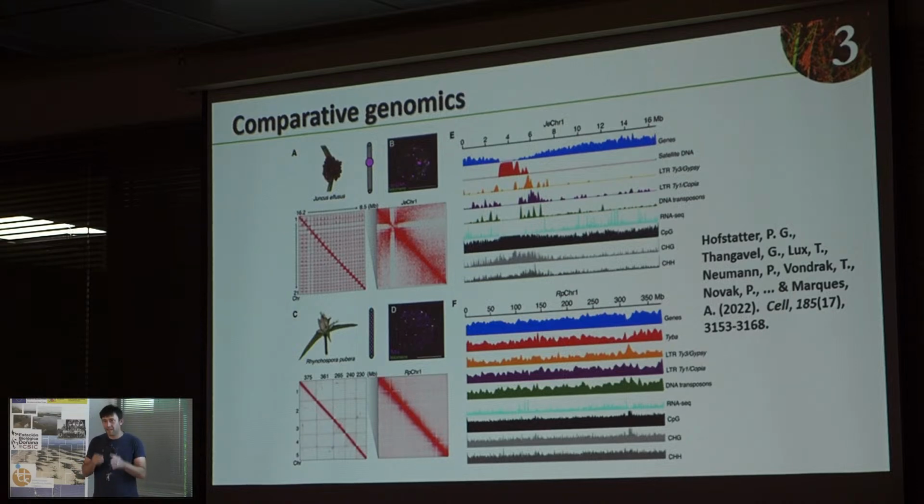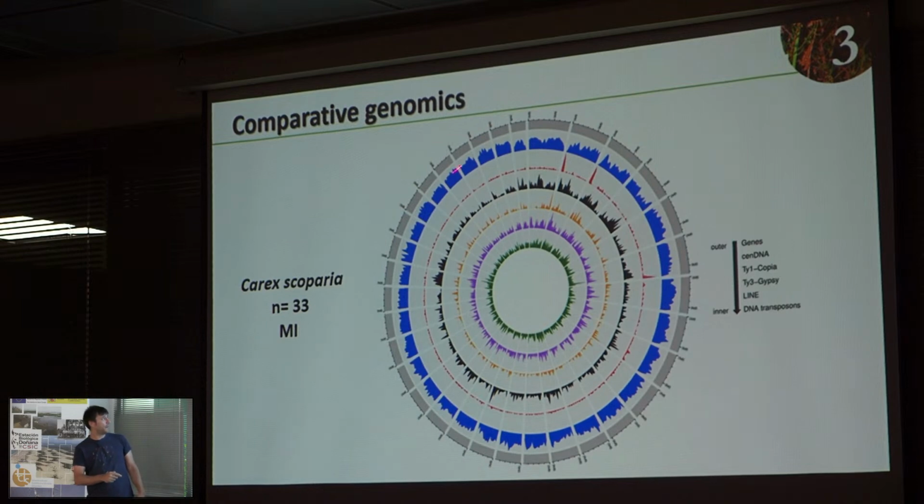So they are happening exactly in the part of the genome that has a high density of repeat DNA. So this is the genome of Carex scoparia. You have a ring for the gene density, then satellite DNA, and different kinds of transposons. If you go to each chromosome, you have here 33, the number of places where you have this high density of repeat DNA is very limited. There are just several of them.